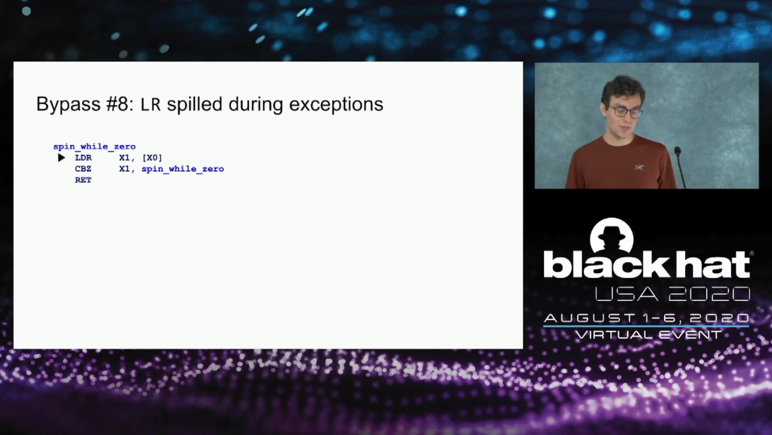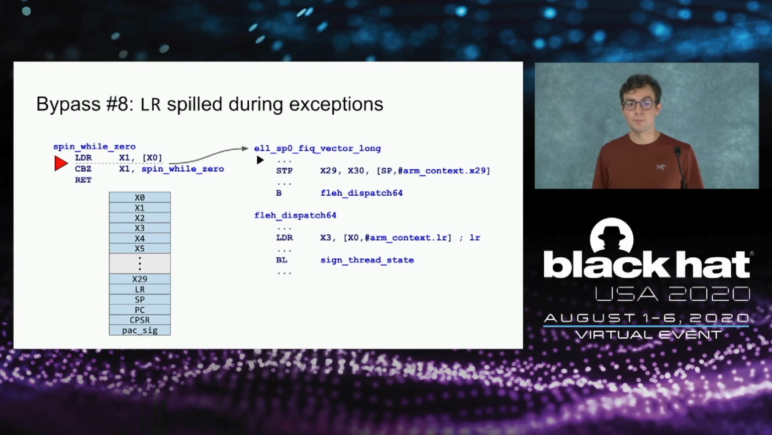The way you might exploit this is you'd need to find some sort of gadget which, for example, is going to spin while some memory location is 0, and then it's going to return with, again, an unprotected ret instruction. Eventually, while this gadget is executing, you'll hit a preemption or an interrupt will fire, and you're going to jump to the exception vector.